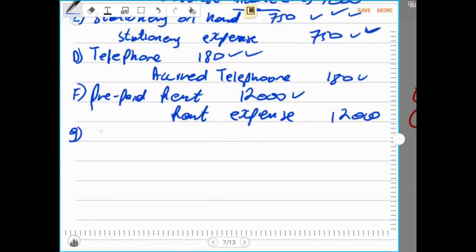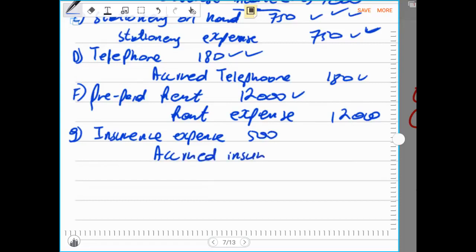Then we do number G, and we debit insurance. And this is insurance expense of an amount of 500, which was not accounted for. Then we credit accrued insurance, and the accrued insurance expense is a liability. Accrued means not yet, meaning in this case an expense not yet paid.